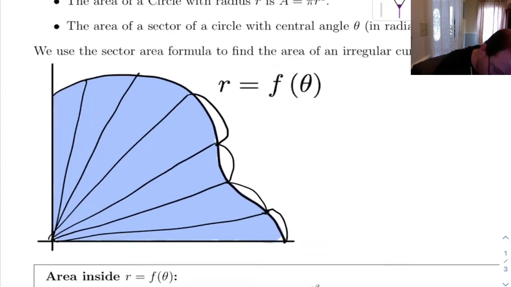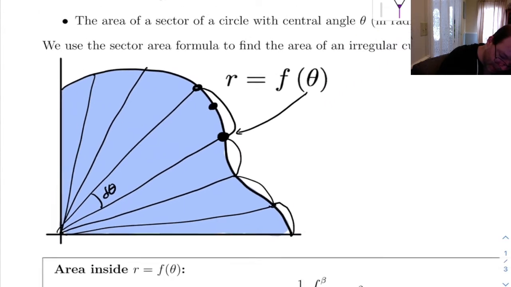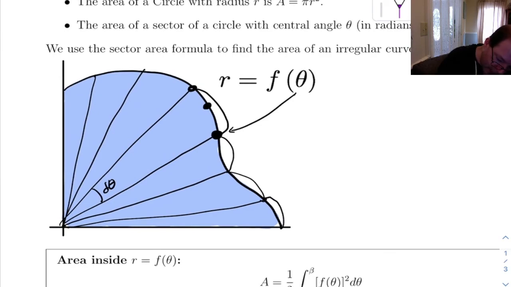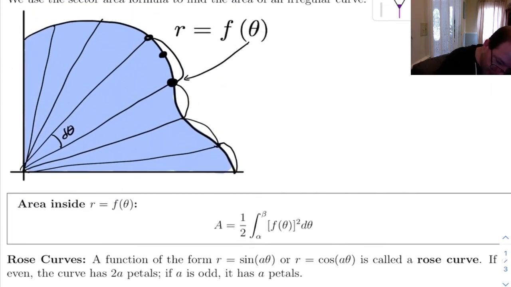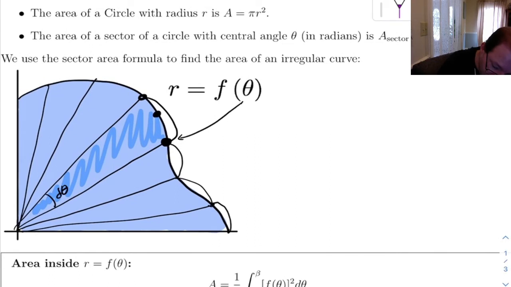Now when we do that, the angle in here shrinks down to nothing. So it's like d theta. And then we pick a point here, here, or here. It doesn't really matter. But we pick that, and that's our f of theta. So the area of, say, just this one sector is going to be 1/2 r squared theta.